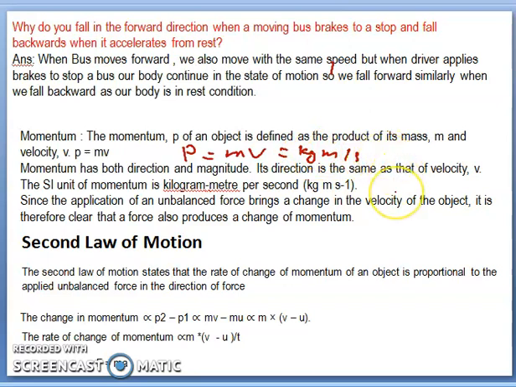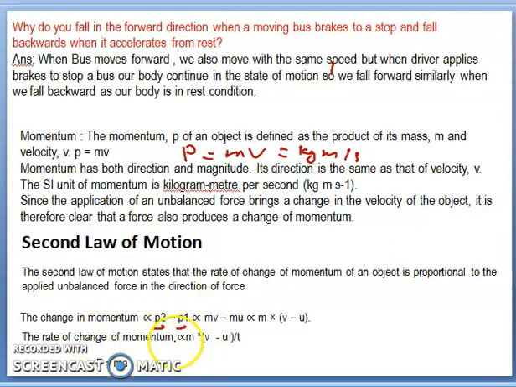Okay, so since the application of an unbalanced force brings a change in the velocity of an object, we can say force also produces a change of momentum, which is the second law of motion. So what is the second law of motion? The second law of motion states that the rate of change of momentum of an object is proportional to the applied unbalanced force in the direction of the force. That means the change in momentum, P2 minus P1, is directly proportional to the force.